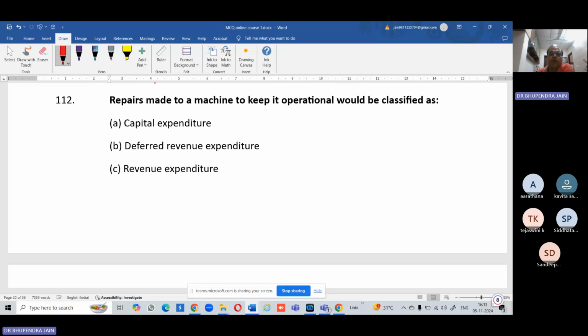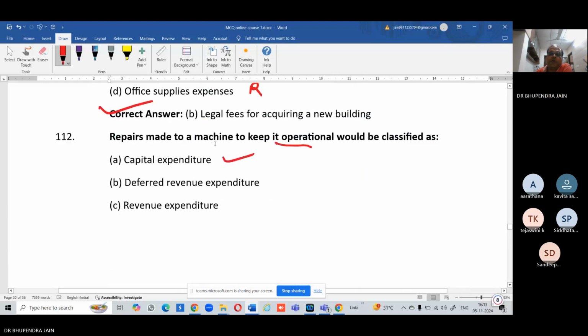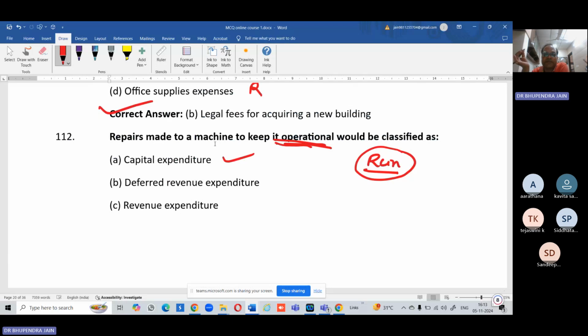Repair made to a machine to keep it operational. This is called capital expenditure? No. If the machine is already running in the business and such expenditure is incurred for repair, this is revenue. But in case of an old machinery purchase, expenditure incurred to repair the machinery is capital repair.